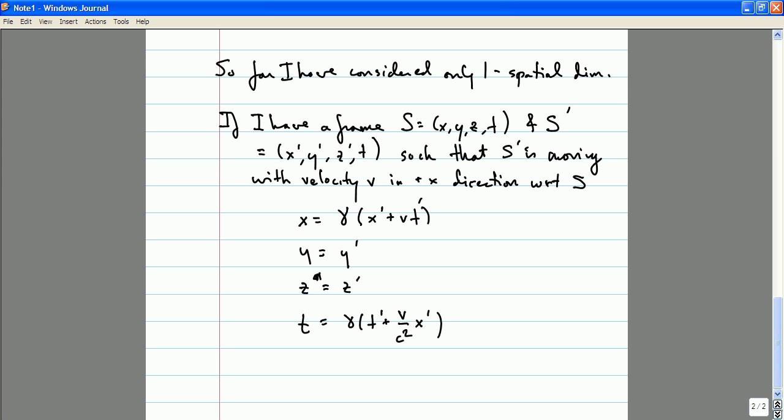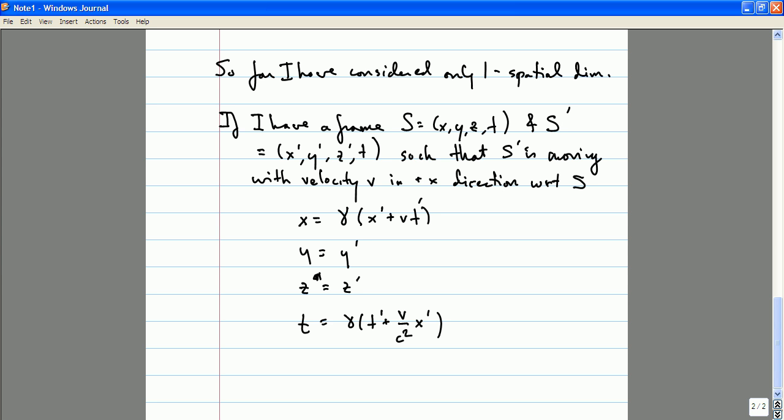So for example, let's say that I wanted to just do a simple example of a frame S prime that's moving with velocity v in the y direction instead of in the x direction. Well, what would the Lorentz transformation look like there? Well, then x prime would be equal to x, but y would be equal to gamma times y prime plus v times t prime. And likewise, t would be equal to gamma times t prime plus v y prime over c squared.